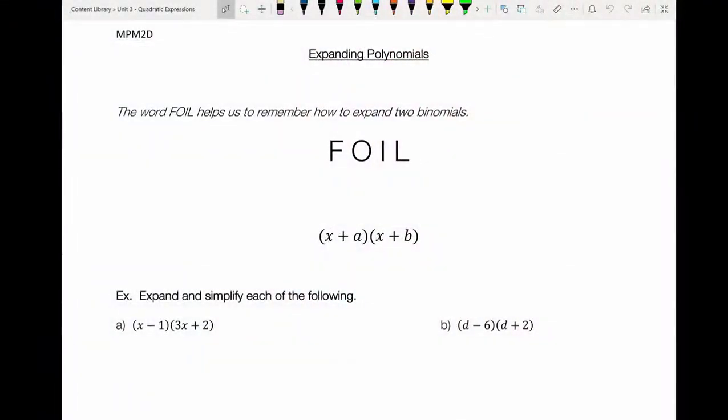In today's note, we are going to look at expanding polynomials. We have covered a little bit of this in review, but we're going to look at specifically expanding binomials. And the word FOIL is going to help us to remember how to expand two binomials. So basically two terms in a bracket multiplied by two more terms in another bracket.